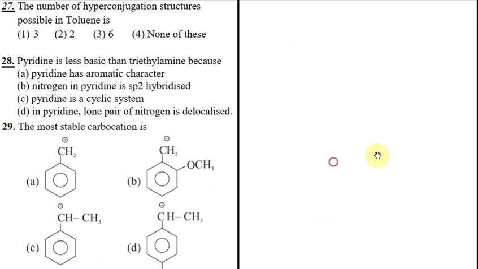This is straight out of the worksheet I sent you. 7. The number of hyperconjugation structures possible in toluene is. Now here, this is toluene. There are 3 alpha hydrogens, so you can answer 3. Now if we take this with 3 in the ortho, 3 in the para, 3 in the ortho again, that will be 9.